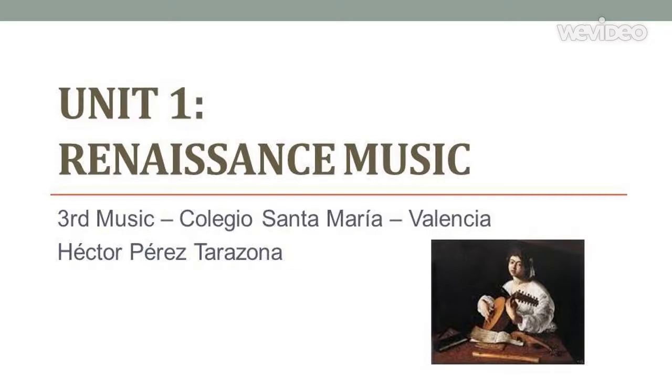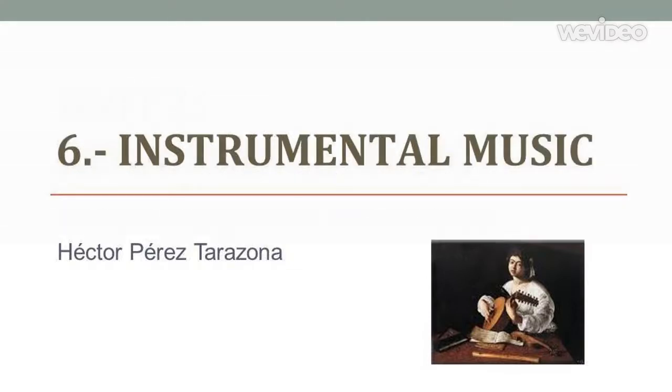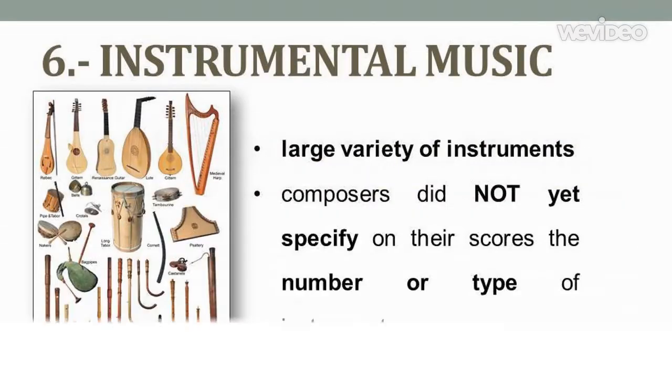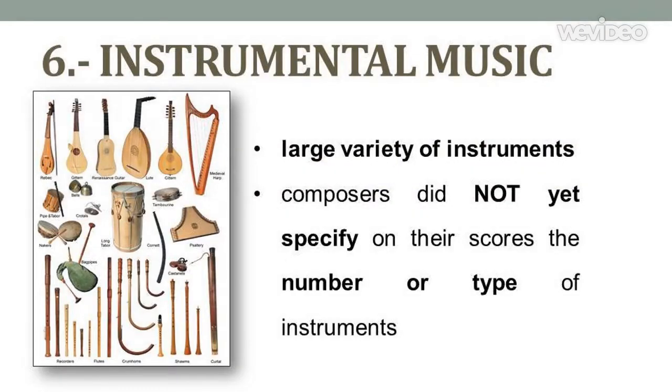Unit 1, Renaissance Music. 6. Instrumental Music. There was a large variety of instruments in this period, and they began to be subdivided into families. But composers in this period did not yet specify on their scores the number or type of instruments that should play their music, so normally it was played with the instruments available at any given time.